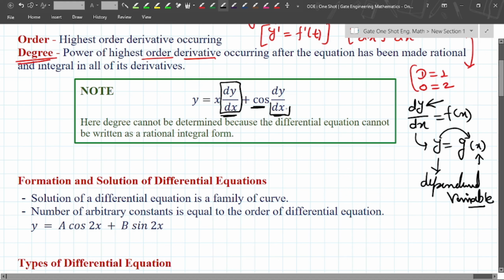But it is not in the simple form. We can't integrate this because if we have cos of dy by dx, I can't perform the derivative over this function, so it is not in the rational integral form. So we can't find the degree of this function. Here the degree cannot be determined, because the differential equation cannot be written in the simplest form, or we can say the rational integral form. Okay, this is the main concept here. That one is the note for you.